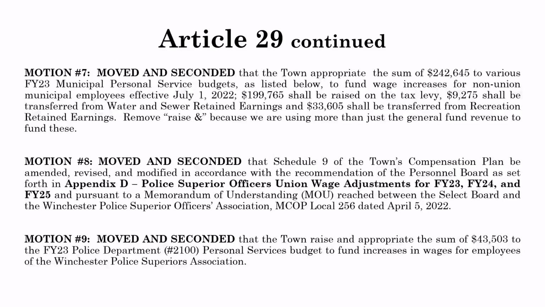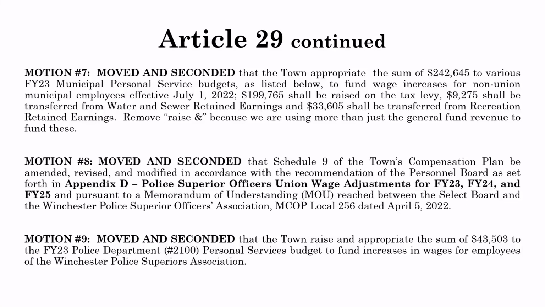Motion number 7, it is moved and seconded that the town appropriate the sum of $242,645 to various fiscal year 23 municipal personnel service budgets as listed below to fund wage increases for non-union municipal employees effective July 1st, 2022. $199,765 shall be raised on the tax levy. $9,275 shall be transferred from water and sewer retained earnings, and $33,605 shall be transferred from recreation retained earnings. Remove "raise," because we are using more than just the general fund revenue to fund these. All those in favor? All those opposed? The ayes have it.